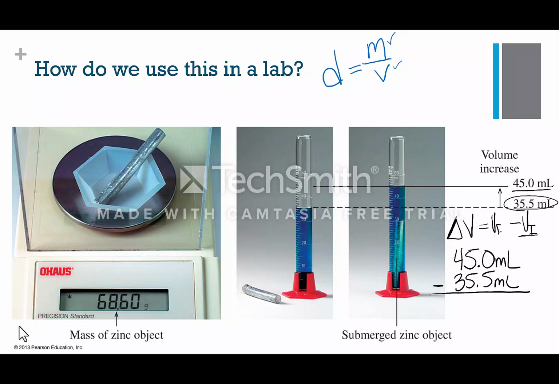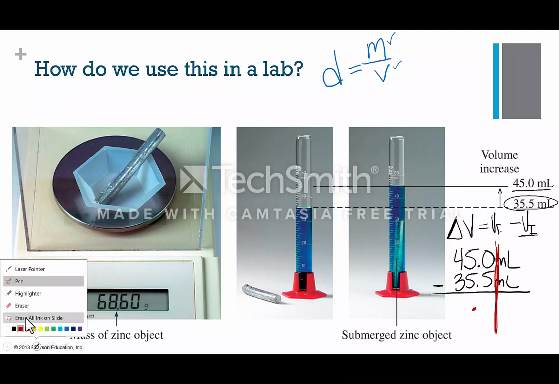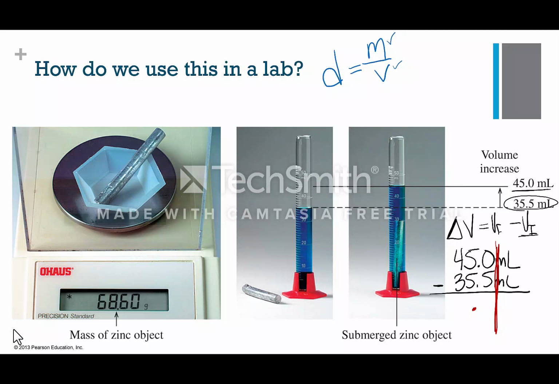So considering significant figures, this first number has 1 decimal place. The second number has 1 decimal place. So my answer is going to have 1 decimal place. Okay. All right. So now I'm ready to plug this into my calculator. So I take 45.0 minus 35.5. And my calculator spits out 9.5.